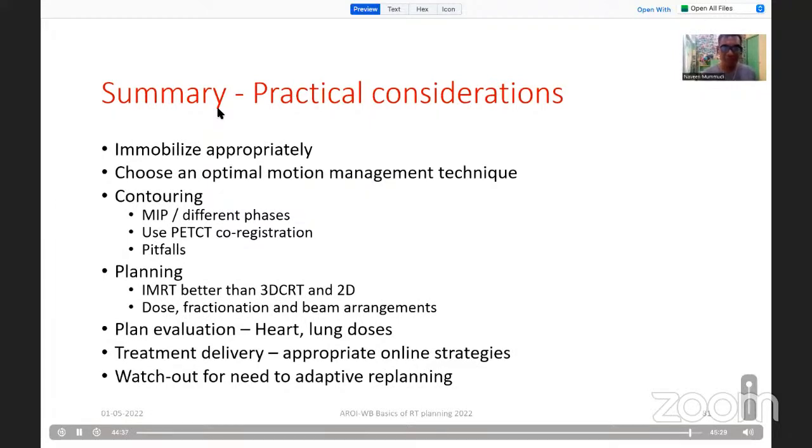And when you're doing the planning, it is always better that you use VMAT, because it has been shown to be better than 3D CRT in terms of sparing doses to the normal tissue. And also, we discussed the dose, the fractionations, and the beam arrangements that are ideally used for these patients. While you're doing a plan evaluation, the dose constraints that we discussed are something that you need to keep a close watch on. When you're delivering your treatment, make sure that you're using the appropriate online strategies that are available at your institution. And also, importantly, watch out for the need for adaptive replan.